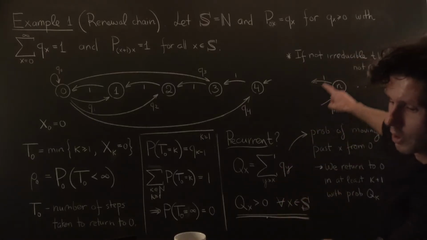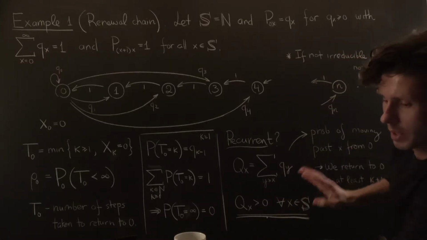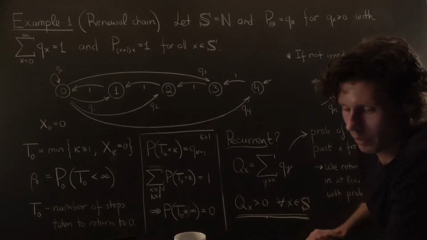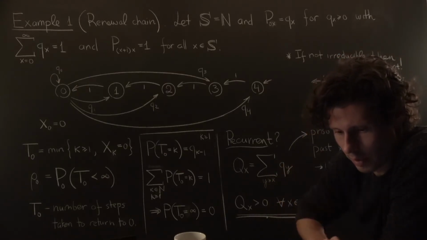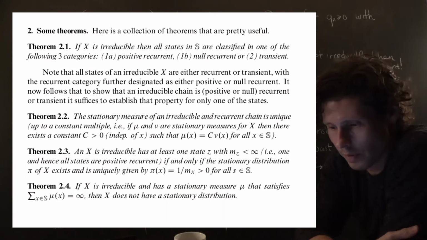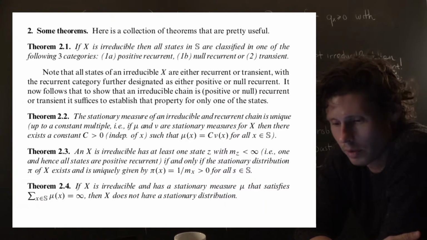So we've just showed that if not irreducible, then not recurrent. Therefore, we must assume irreducibility. We must assume this condition, in other words. This, in fact, is going to have another great consequence, and the great consequence has to do with this list of theorems that you have, and you're welcome to use them in your homework, in whichever way you see fit.